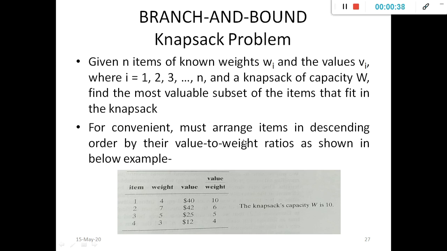For convenience, we must arrange items in descending order by their value to weight ratio, as shown in the example below. In this example, 4 items are given, 1, 2, 3, 4, with their corresponding weights as 4, 7, 5, 3 and the values are 40, 42, 25 and 12, and all these items are arranged according to the descending order of the value to weight ratio. That is, 40 divided by 4 is 10, 42 divided by 7 is 6, 25 divided by 5 is 5 and 12 divided by 3 is 4. All are arranged in descending order.